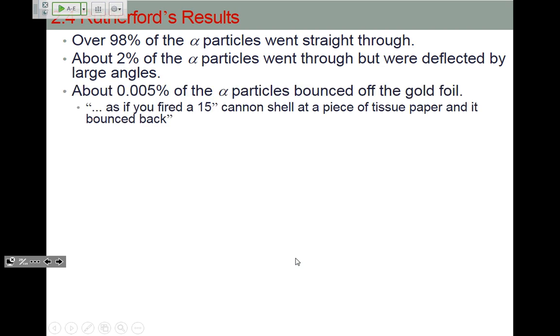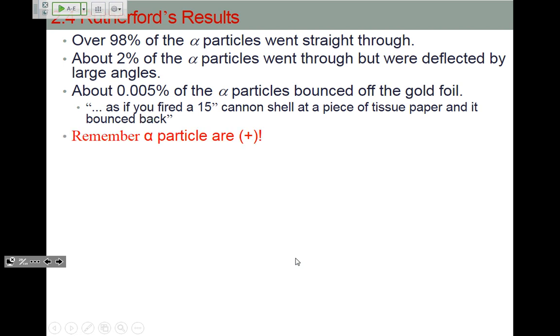And a very, very small amount didn't go through, bounced off the gold foil. So that's kind of crazy to think about, considering that's like taking a cannon shell and trying to put it through a piece of tissue paper, because that's how strong these particles were, this radioactive material they were shooting through it, and it bounced back. So they're like not expecting that at all. So that was an interesting thing. It's a very small amount that did it, but they weren't expecting it.